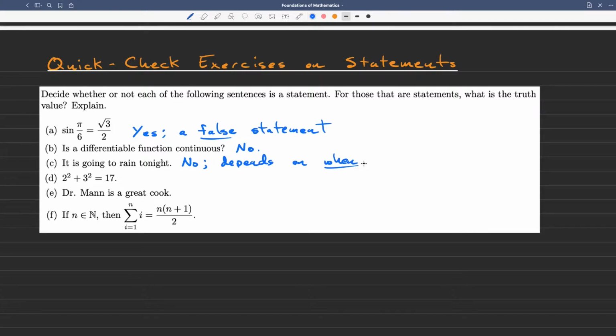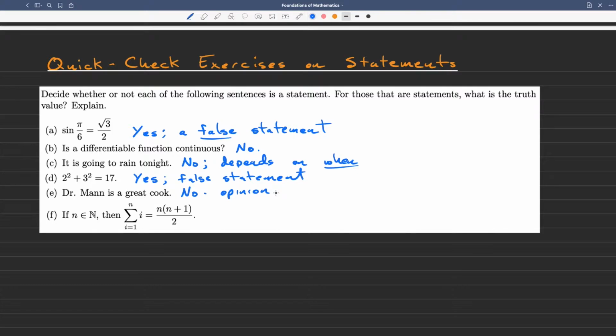Part D, 2 squared plus 3 squared equals 17. Well, that's a verifiable claim in the mathematical sense, so yes. And is it true? 9 plus 4 does not equal 17, so no, it's false. Dr. Mann is a great cook. Well, I think it's true, but some people would say this is a matter of opinion. So matters of opinion are not the realm that we want to deal with, and so we're just going to say, no, this is not a statement.